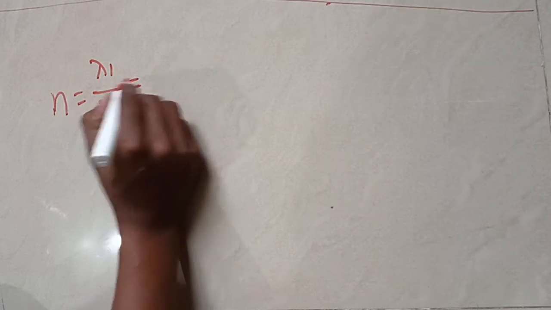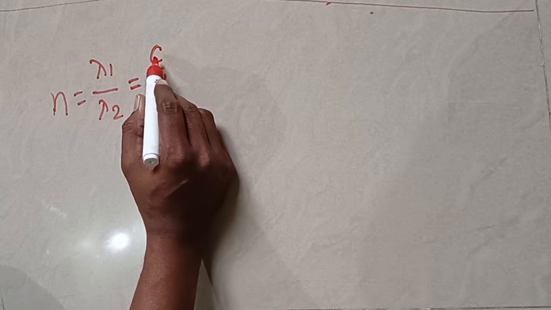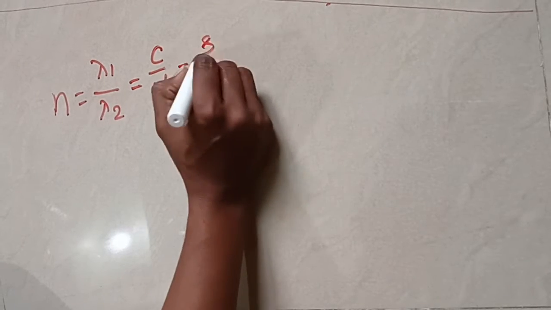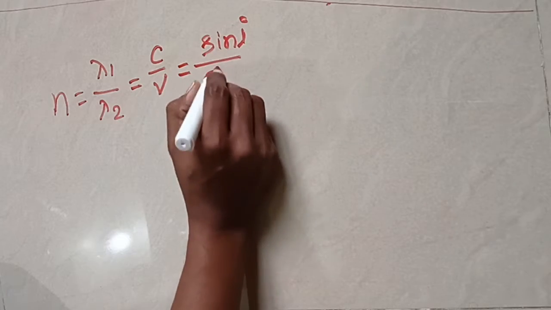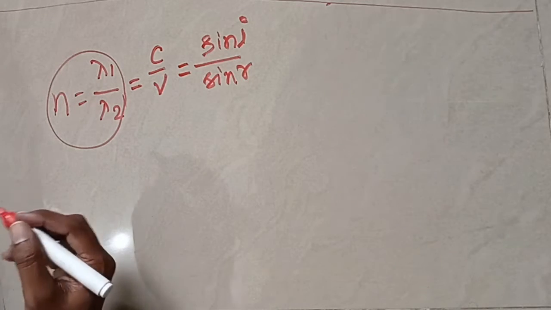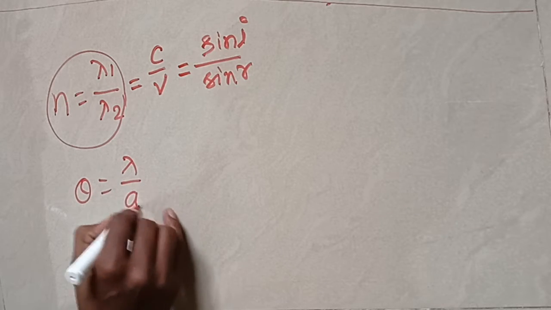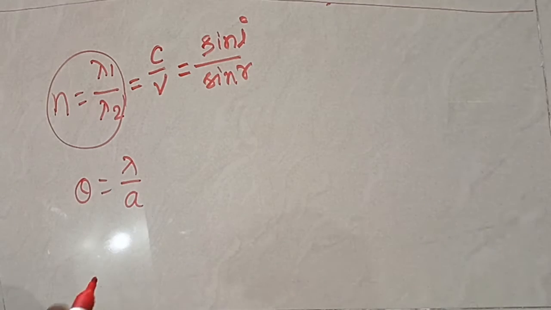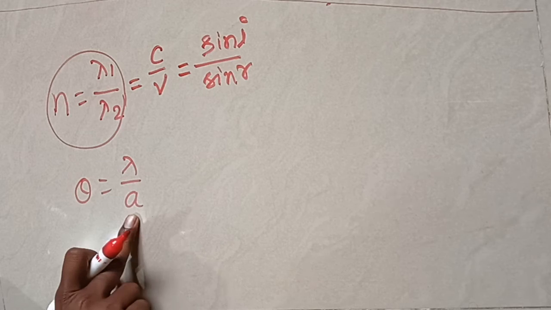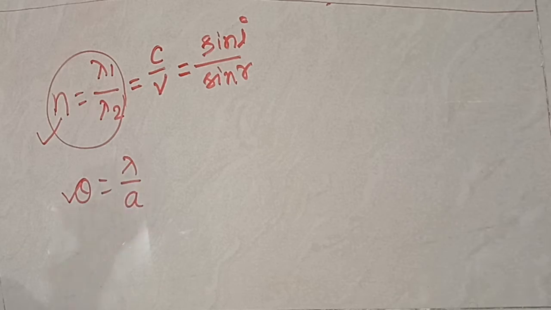We also know this relation is c upon v, where c is the velocity of light in air and v is the velocity of light in a medium, right? And according to Snell's law, this formula is also sin i upon sin r. Now in Young's double slit experiment the angular separation is theta is equal to lambda upon a. Here theta is the angular separation, lambda is the wavelength, and a is the slit width, right? Here we use these two formulae for problem number 15.